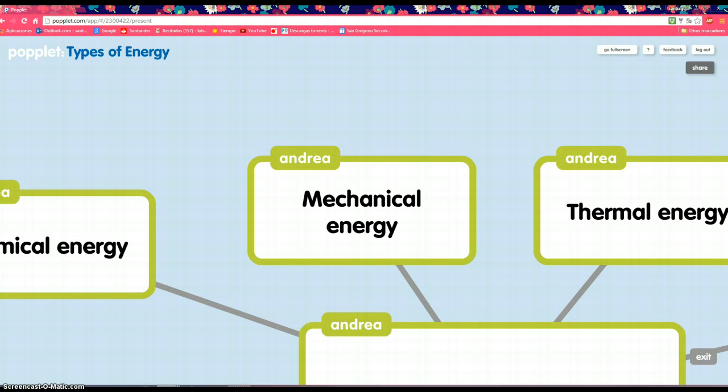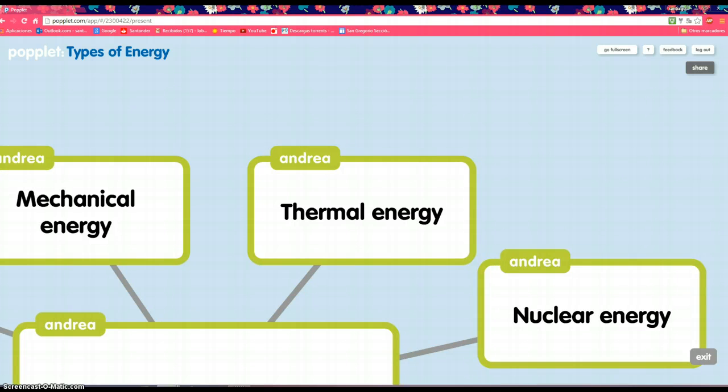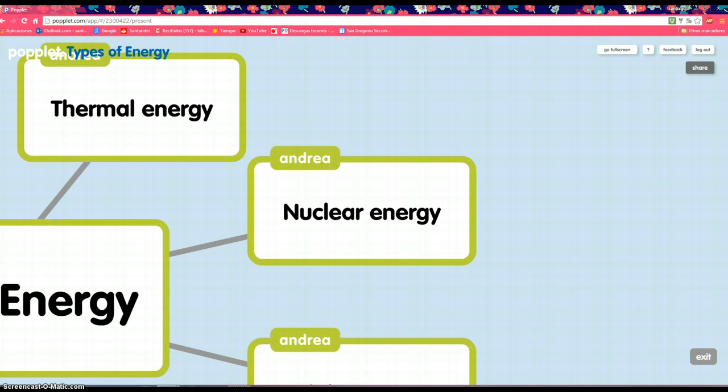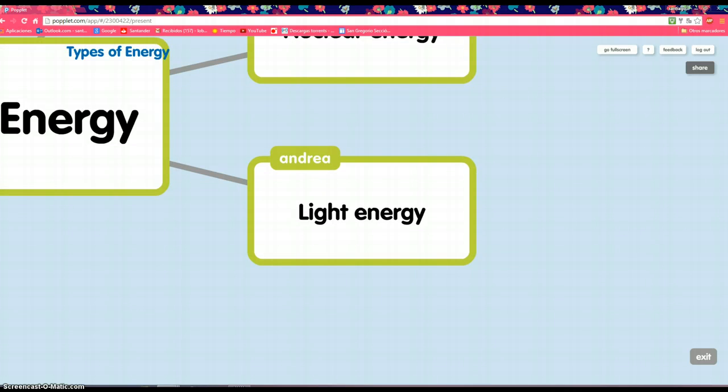Mechanical energy is the energy produced by things in motion, such as the wind. Thermal energy is the energy released as heat from a stove, for example. Nuclear energy is the energy found in elements such as uranium and plutonium. Light energy is the energy found in light, such as the energy from the sun.